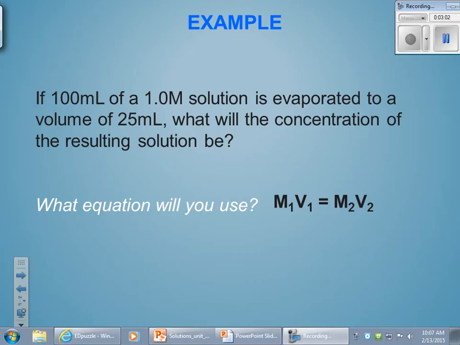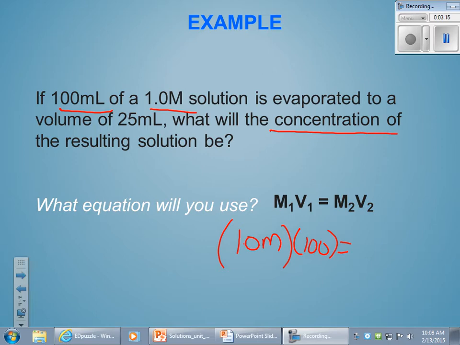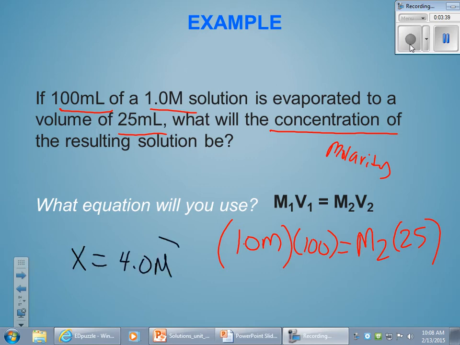So here our setup would be, we have 100 milliliters of a 1 molar solution. So our first molarity is 1.0 M. Our volume is 100 milliliters. We want to know what will be the concentration, which we're going to represent as a molarity, of the resulting solution. And they tell us that the second volume is 25 milliliters. So we have M2 times 25. And we just solve for X just like you do in math. And you would get that X is equal to 4. And capital M, because molarity is represented with a unit of M, moles per liter.